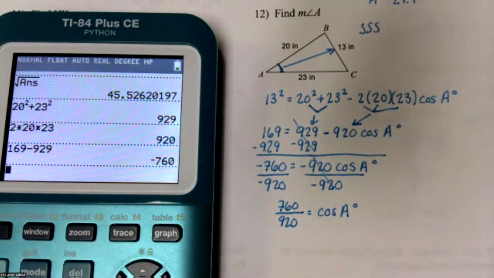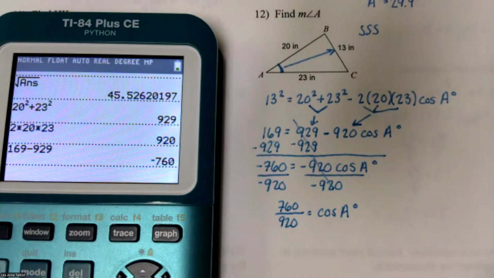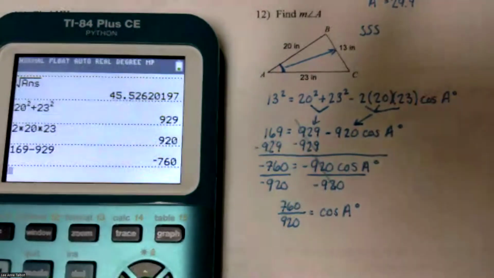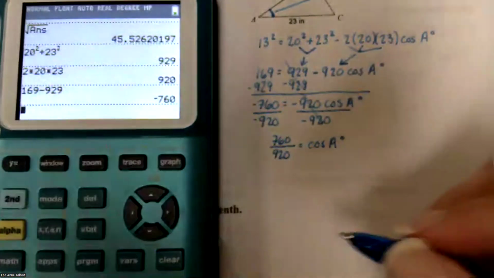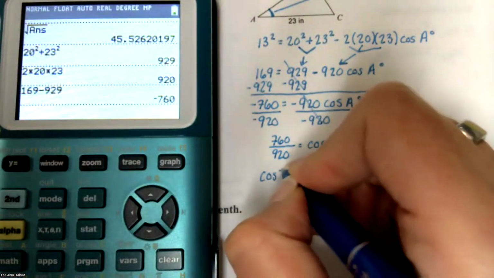And I just made them both positive. You don't have to do that. You can leave them both negative if you want to, but in the calculator, I don't want to type the negatives. So I made them both positive. Cosine inverse both sides.